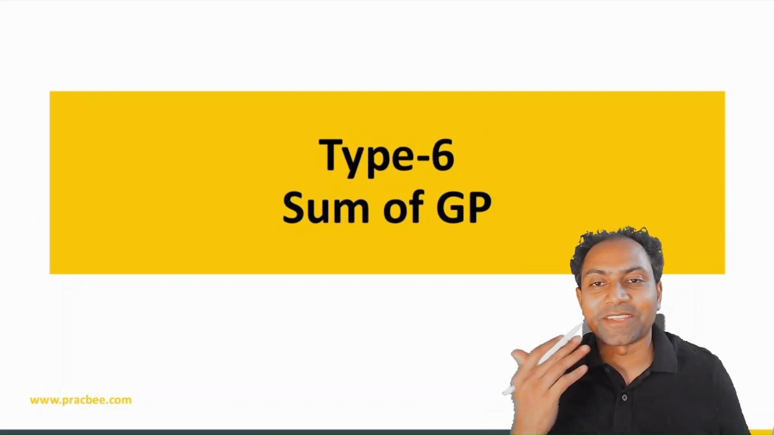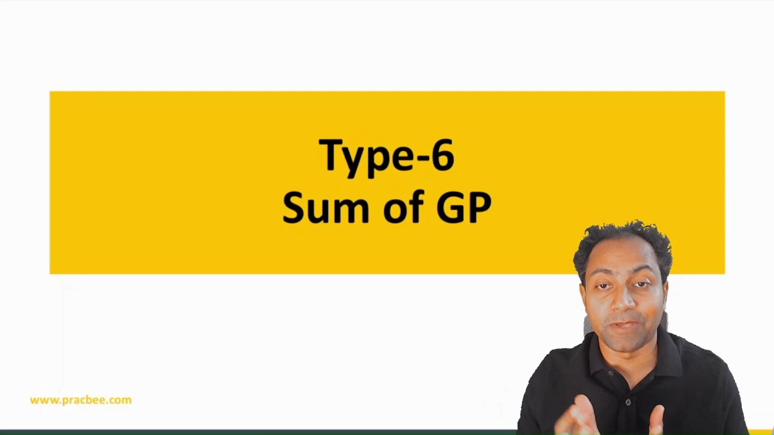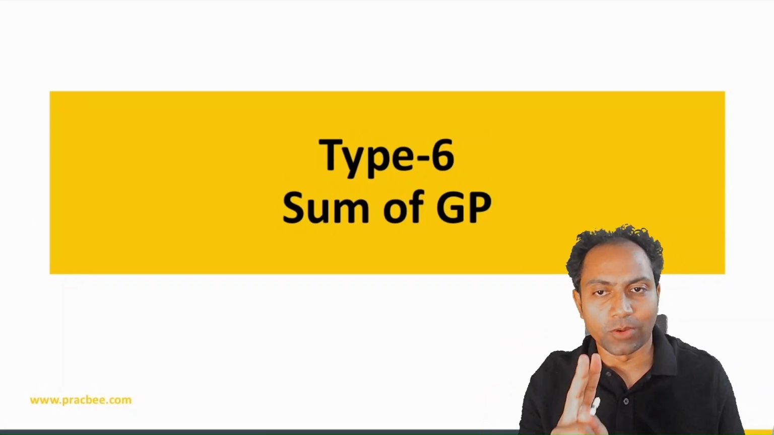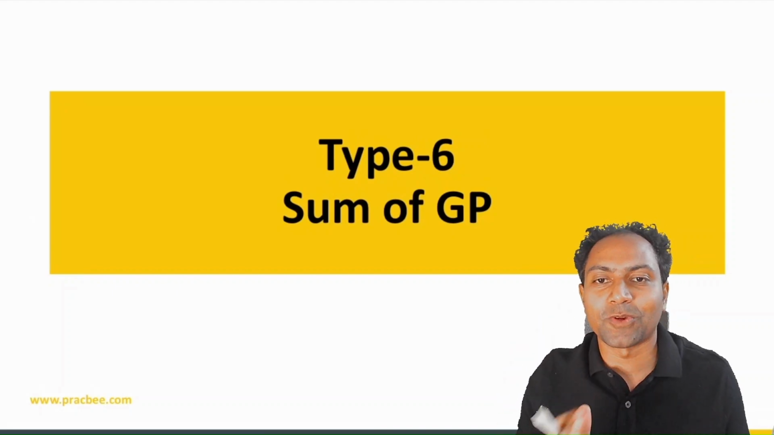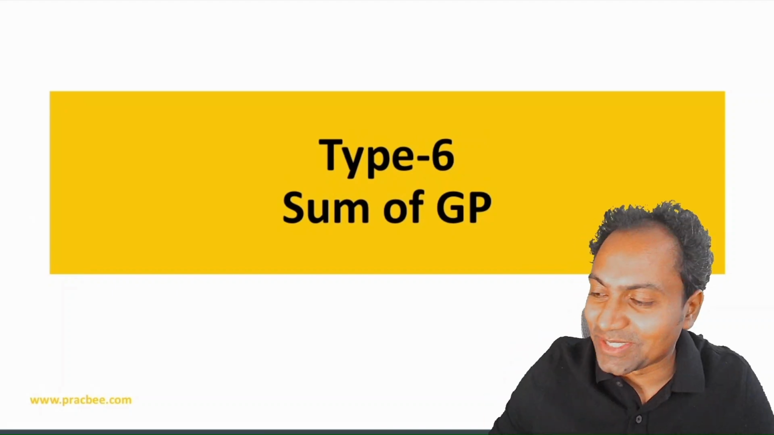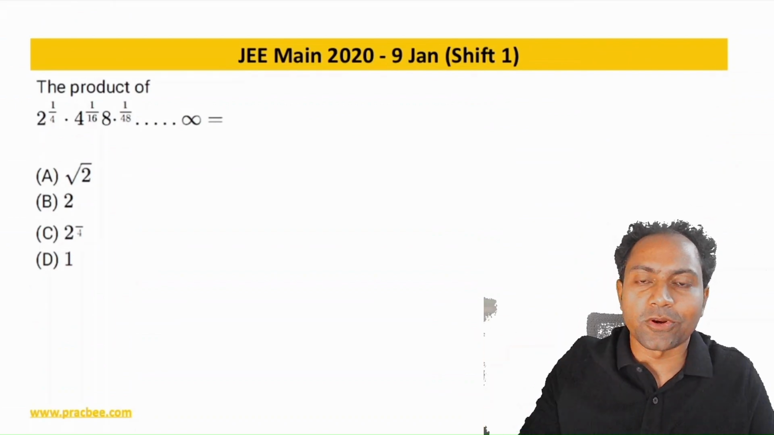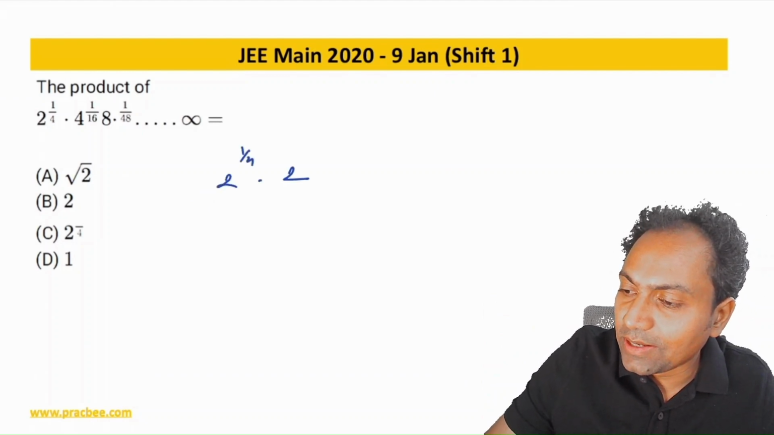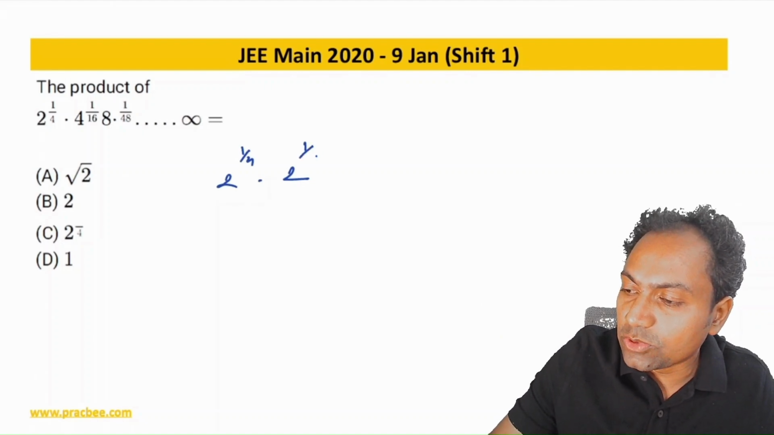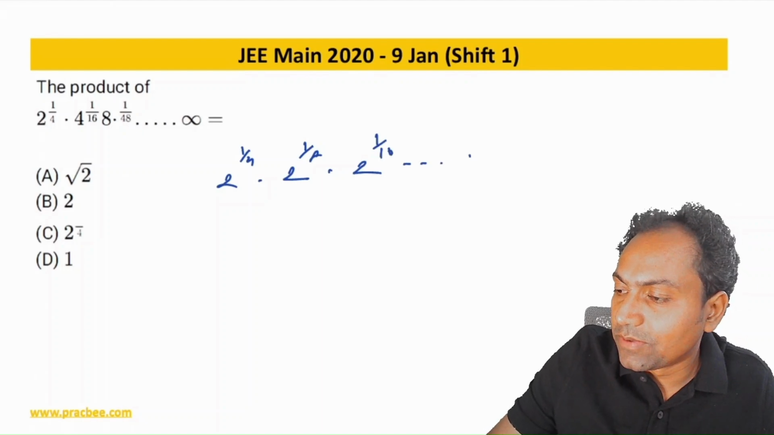Let us start with another problem type. This problem type 6 talks about the questions which are based on sum of GP. For sum of GP, we have already seen there are two formulas, one for n terms and another for infinite GP. Let us try and apply those formulas in solving JEE Mains questions. So this first question of 2020 is a very simple question, talks about product of terms. If you write the first term here, you are going to get 2 raised to the power 1 by 4. The second term becomes 2 raised to the power 1 by 8. Next becomes 2 raised to the power 1 by 16, till infinity.